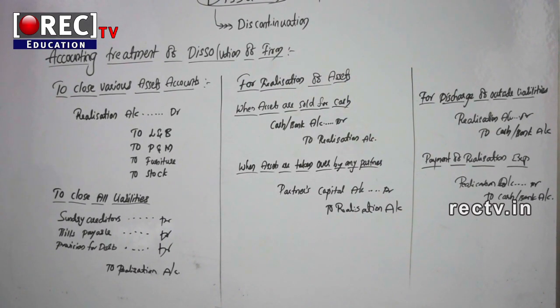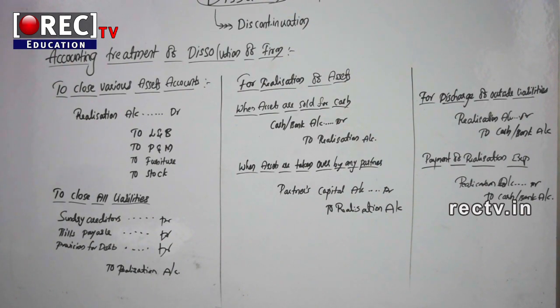After doing all this, you may get profit or loss in the realization account. What is the treatment for profit or loss in the realization account? That profit you should share among the partners, or the loss also you should share among the partners. For that, the entry is realization account debit to all partners' capital accounts. And in case of loss, all partners' capital accounts debit to realization account.